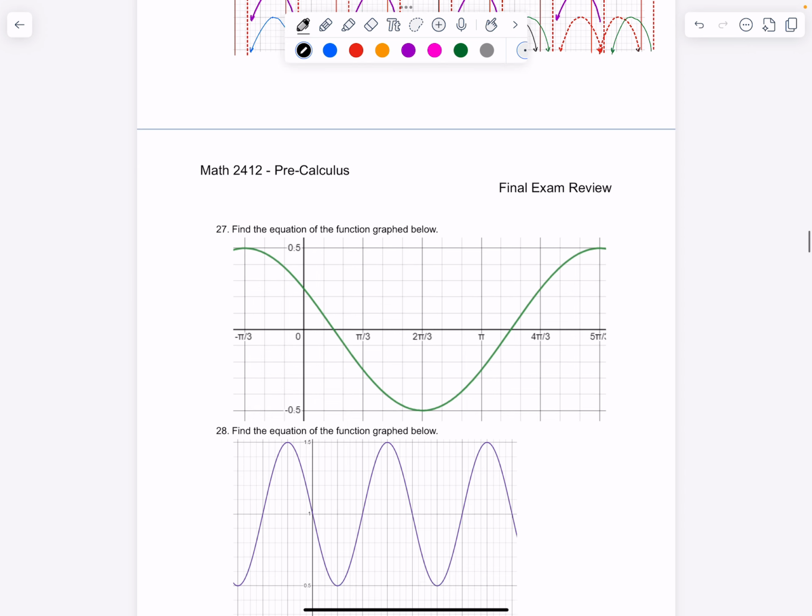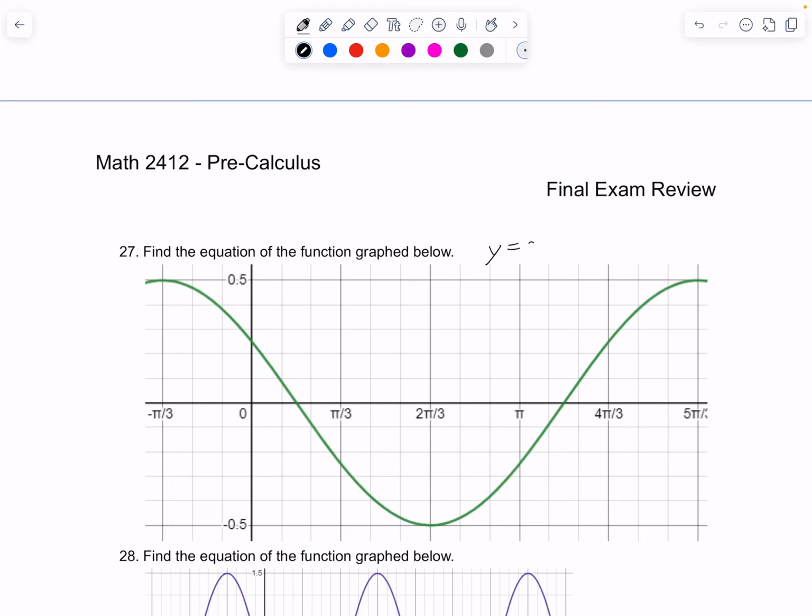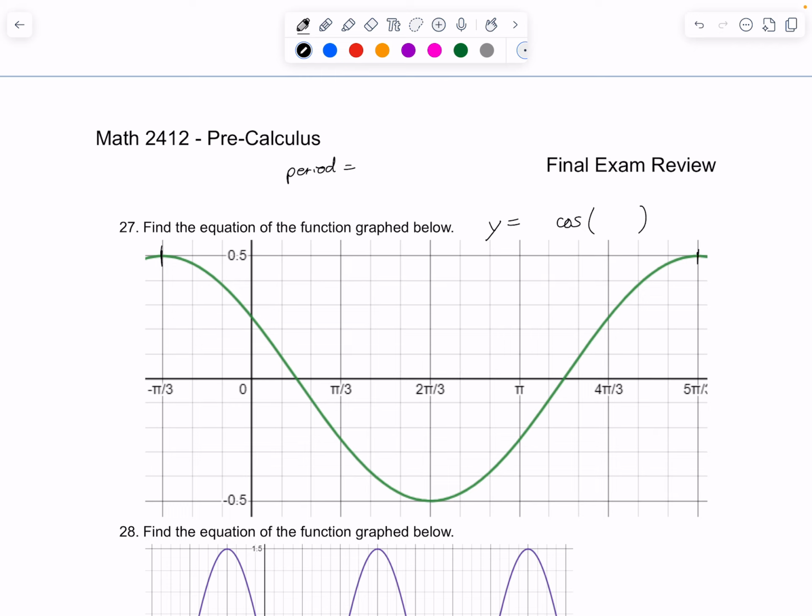Okay, next up, find the equation of the graph below. The first thing I notice is that this looks like a cosine because it starts on the top and then goes down. And then I like to deal with period first. So the period is equal to, well, it starts at negative pi over 3 and it ends at 5 pi over 3. So if I do 5 pi over 3 minus negative pi over 3, I get 2 pi. And the period is always 2 pi over b, which means b is 1.